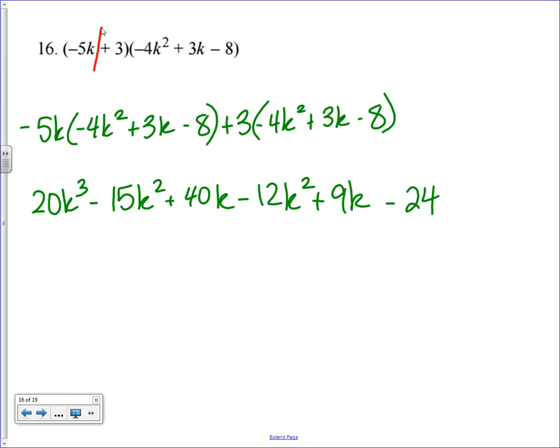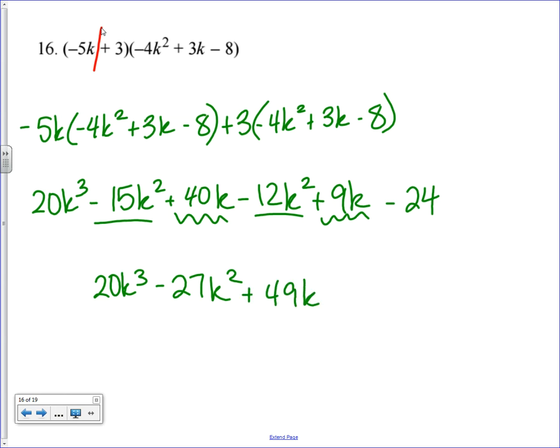All right, Savannah. The 20k to the third gets dropped down. How many k squareds do I get? And those are k squareds. How many regular k's, ma'am? And then your constant of negative 24 gets dropped down. Now notice that is not a multiple choice question. You will need to show me your full work and give me a full answer there.